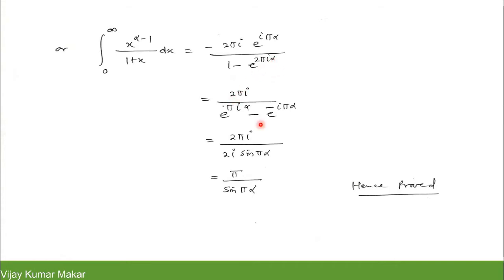Okay, and on calculating we get, because we know that e raised to power iota theta minus e raised to power minus iota theta divided by 2 iota is equal to sine theta. So we put this value here: e raised to power iota pi alpha minus e raised to power minus iota pi alpha equal to 2 iota sine pi alpha. Finally, we get the answer pi upon sine pi alpha.